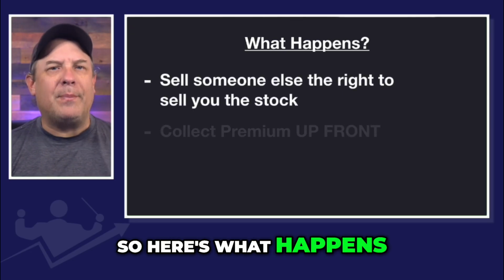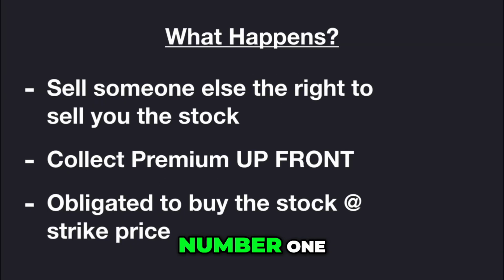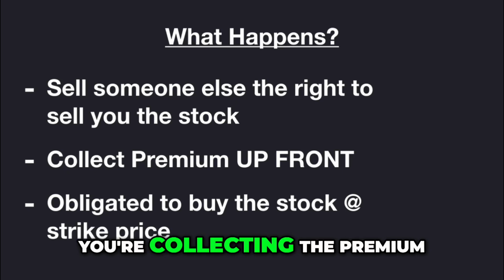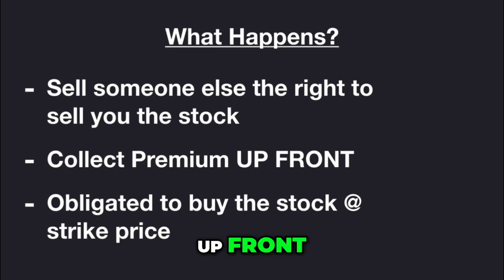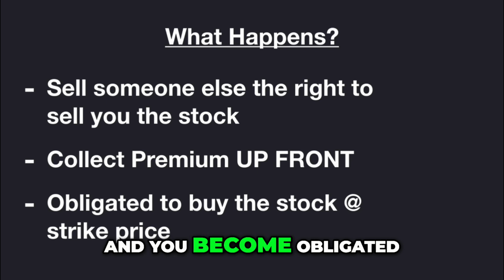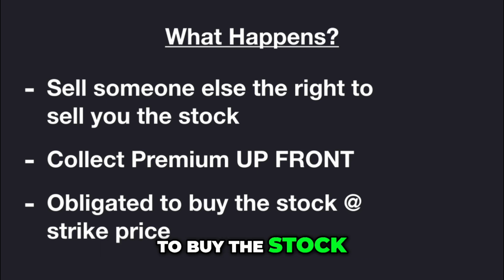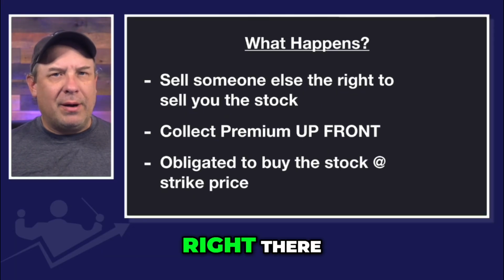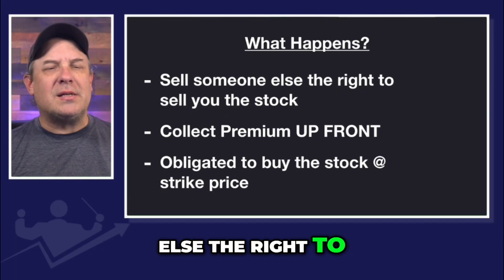So here's what happens whenever you do this. Number one, you're selling somebody else the right to sell you the stock. We already covered that. You're collecting the premium up front, and you become obligated to buy the stock at that strike price. So it's a standard naked put. That's all that's happening right there. You're just selling somebody else the right to sell you the stock.